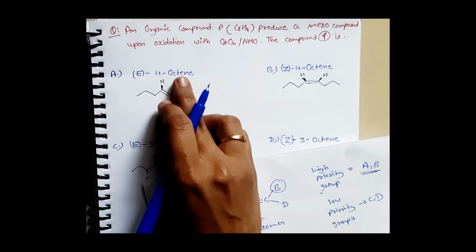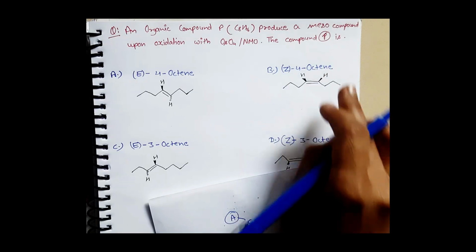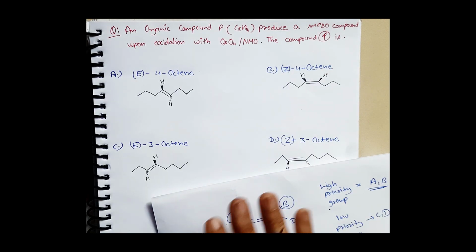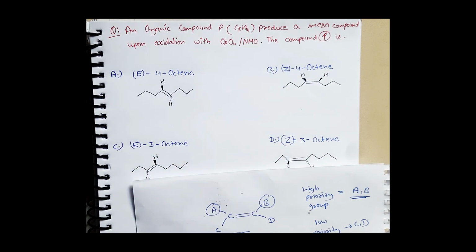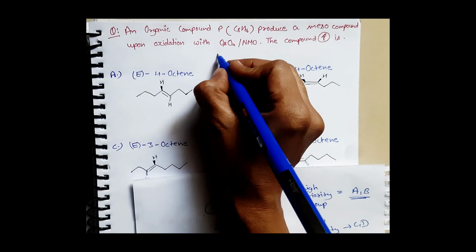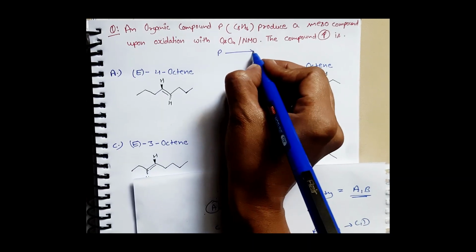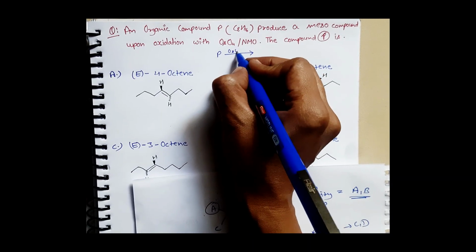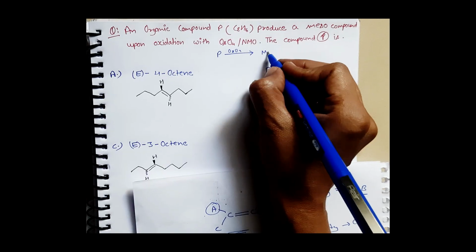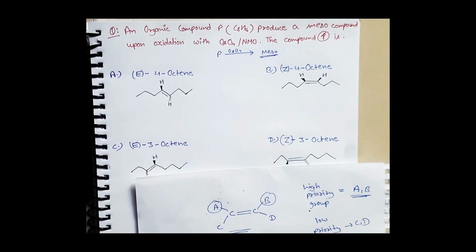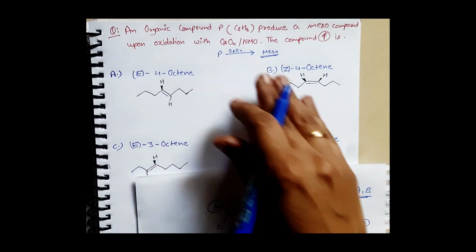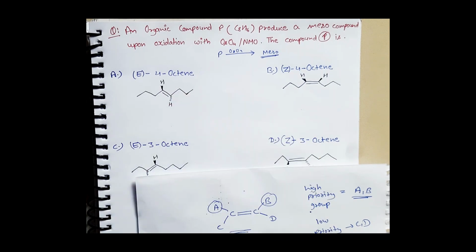Here they give 4-octene, here 3-octene, here 4-octene, and here also 3-octene. They are giving in this question that our reactant P reacts with osmium tetroxide and gives one meso compound. So first we learn what a meso compound is. If we know these kinds of terms, we can solve the question very easily in an examination.